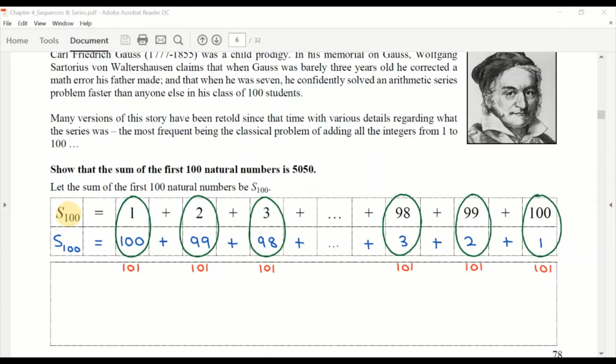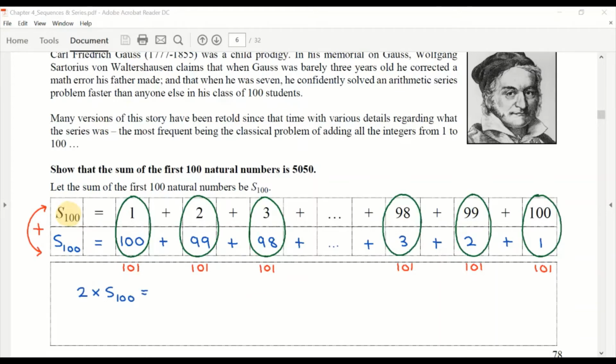So if you add the two sequences together, in each position, when you write them forwards and backwards, you get 101. So wouldn't it be great if we could solve this? Well, we're going to add each of these series vertically. I'm going to add the two S100s together. Now, if I do that, like you would do with a simultaneous equation, if I add both equations together, on the left-hand side, I'm going to have two lots of S100.